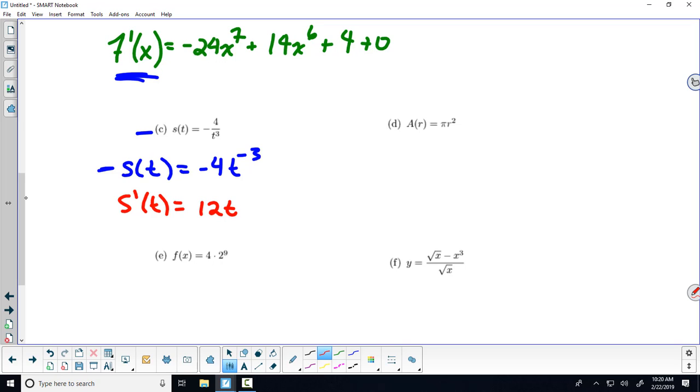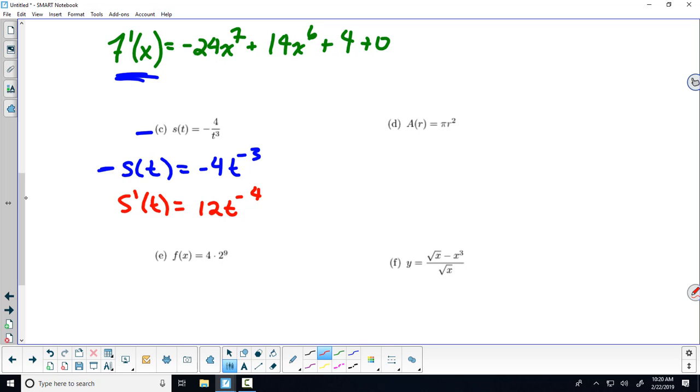Everyone write down what you think that exponent is. Positive 12t to the negative 4. Why? Because you subtract 1 from the exponent. Negative 3 minus 1 gives us negative 4. I can't tell you how often you'll put a 2 there.